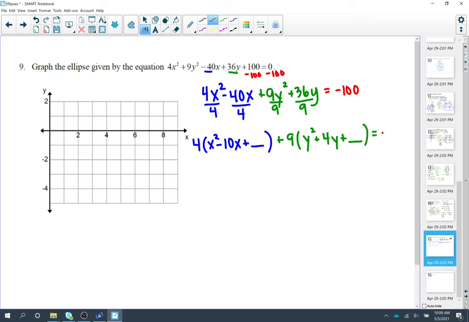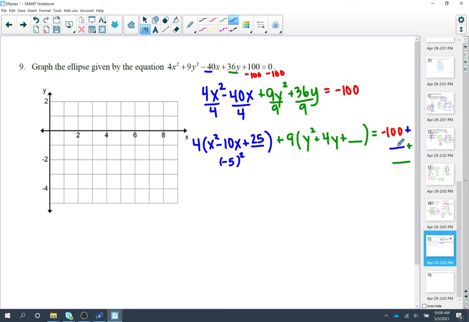equals negative 100. But you can't just add 2 blanks to the left side and not the right side. So then we have our plus blank plus blank. So we have 2 blanks. Now, in order to do this, remember you take your middle term, we're going to cut it in half, and we're going to get negative 5. Then you square that, which gets us 25. So you're adding a 25.